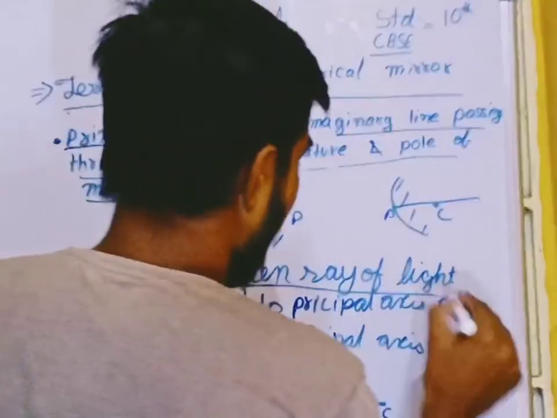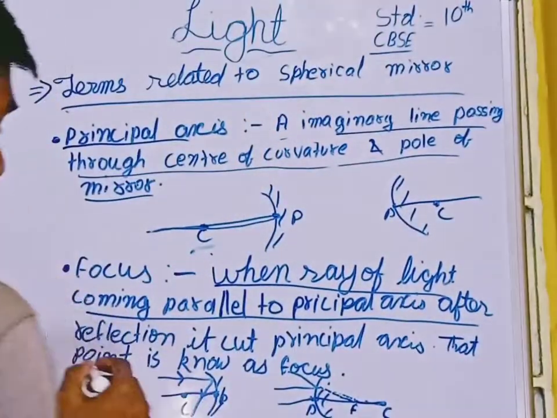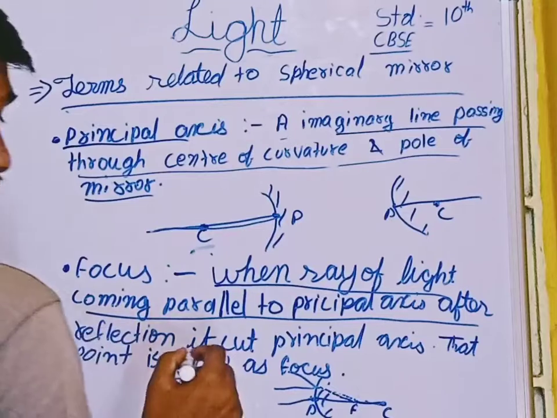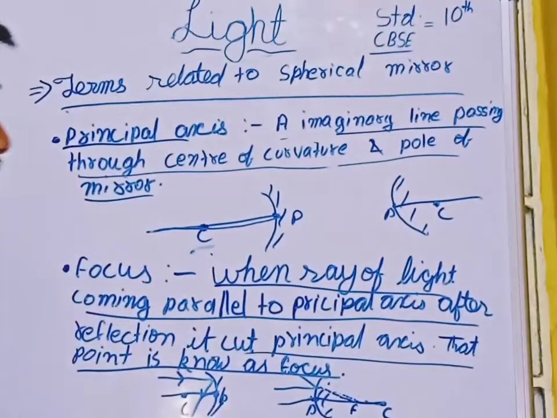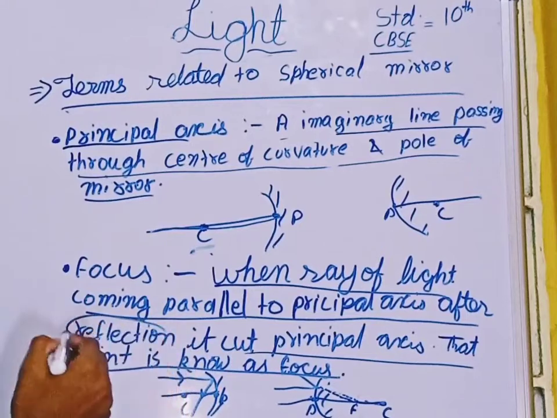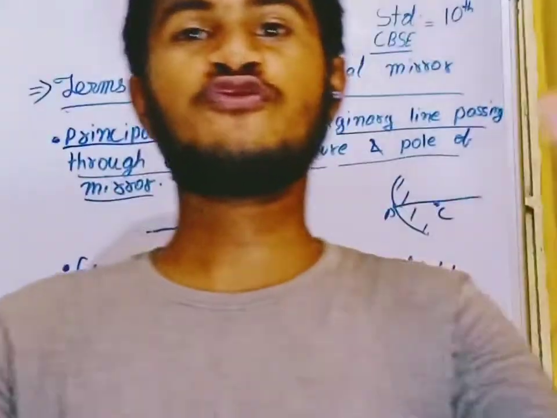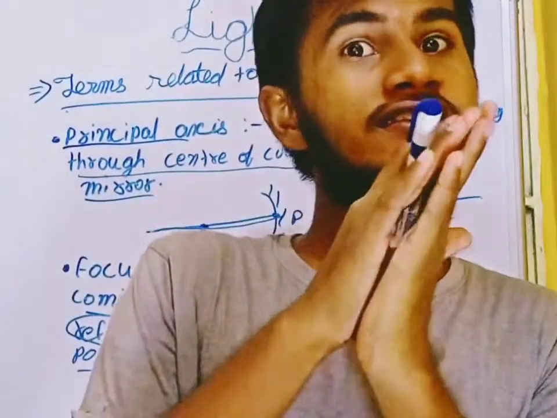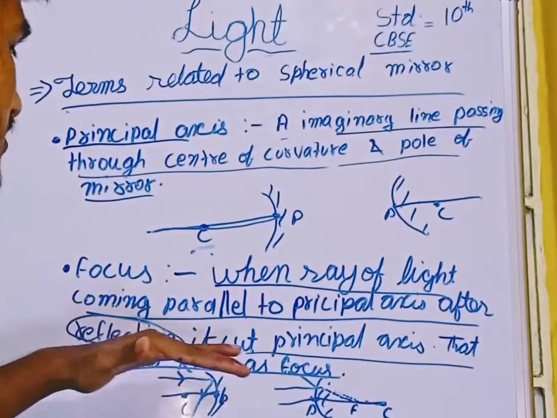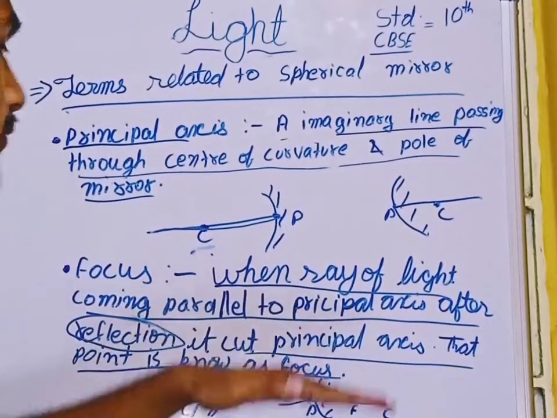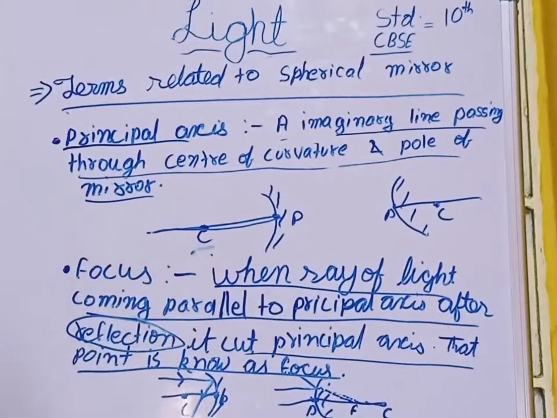When a ray of light coming parallel to the principal axis, after reflection, cuts the principal axis, that point is known as focus. What is reflection? Recall all the terms, then your chapter is going to finish in this video only. Okay. Reflection and principal axis, you have to recall these terms. What is it saying here?